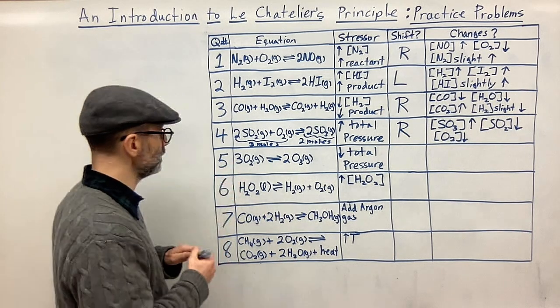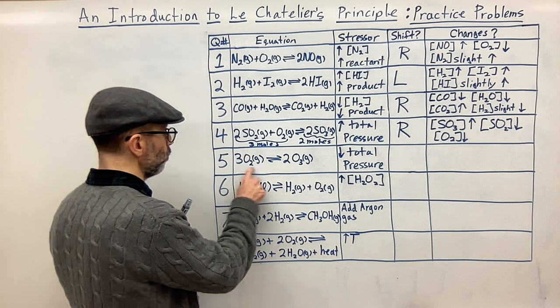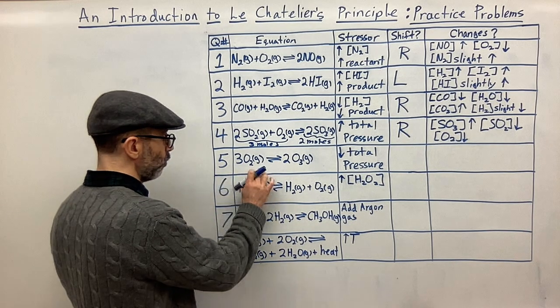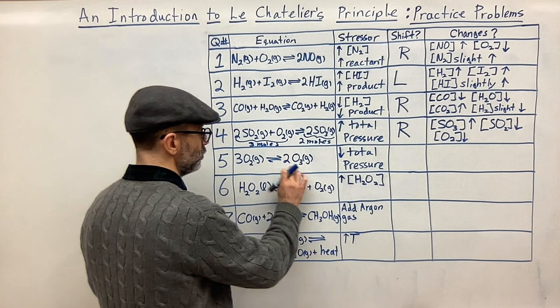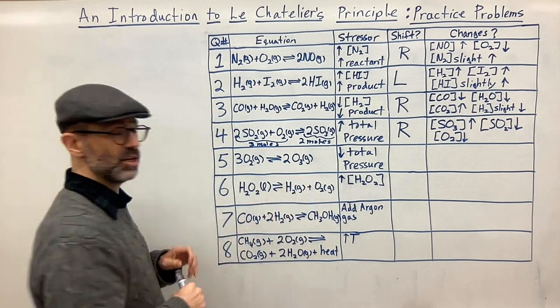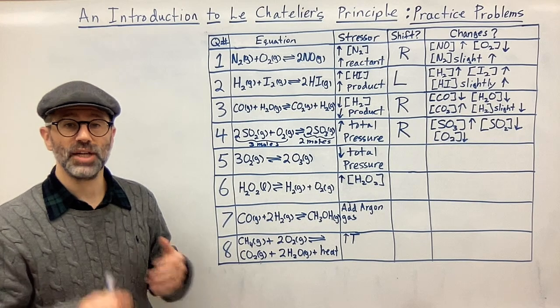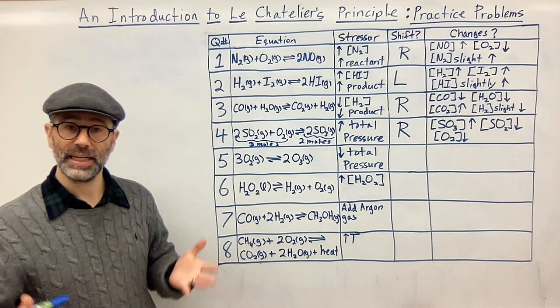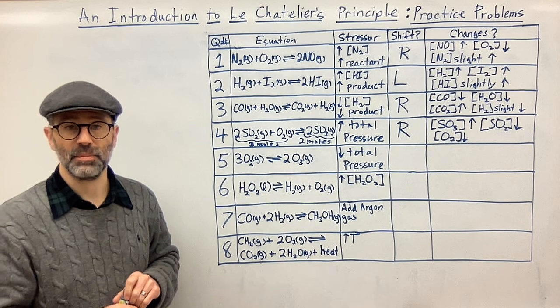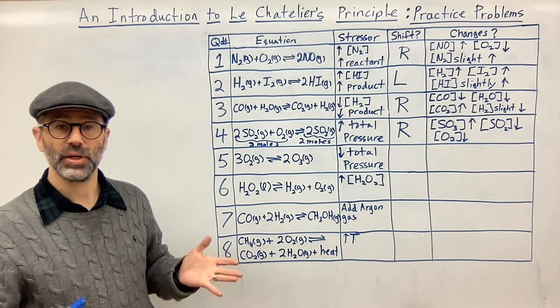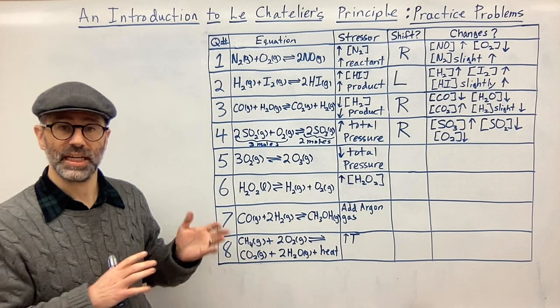So this one is easy. Here we have 3 moles of O2, so we have 3 moles of gas here, and we have 2 moles of gas here. So here we are decreasing pressure. So Le Chatelier's principle wants to increase that pressure back up. Is it going back to the original? No, but it's going to go back up.